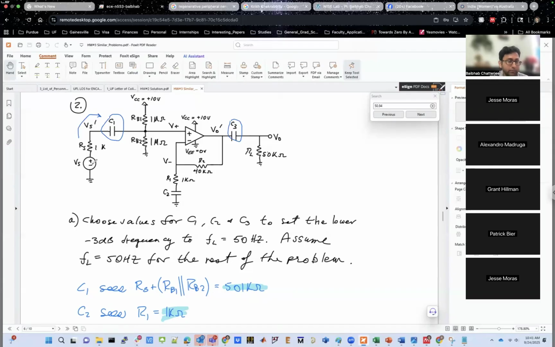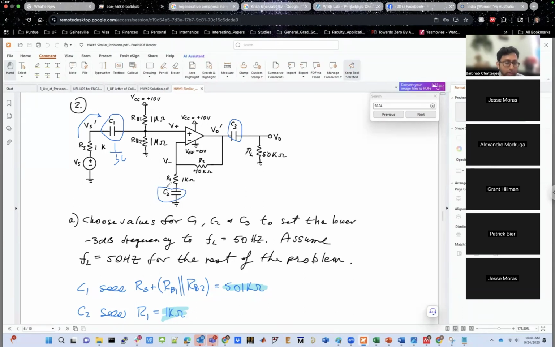And why is this an AC voltage source? Because if it were DC, the DC will not even pass through the capacitor because a capacitor offers infinite impedance at DC. The impedance of the capacitor is 1 upon SC or 1 upon j omega C, which is infinite when omega is equal to 0. So this capacitor has to be a short at your frequency of interest. Similarly, C3 capacitor has to be a short at your frequency of interest, as well as C2 capacitor has to be a short at your frequency of interest.